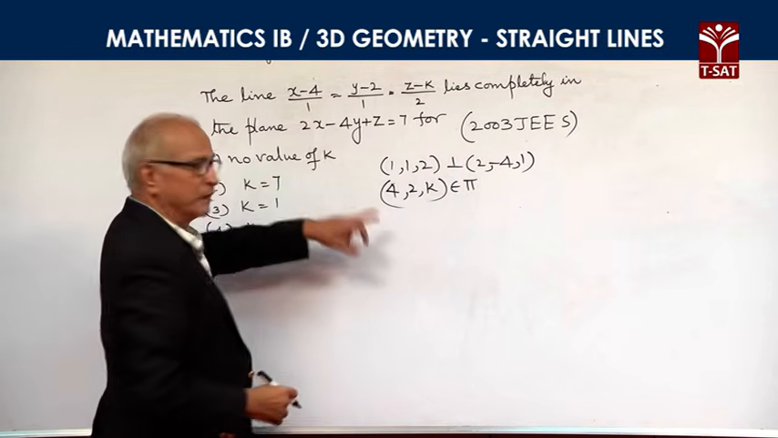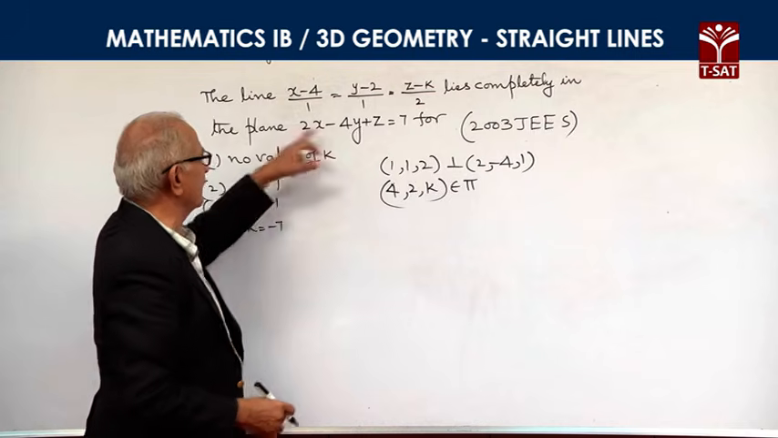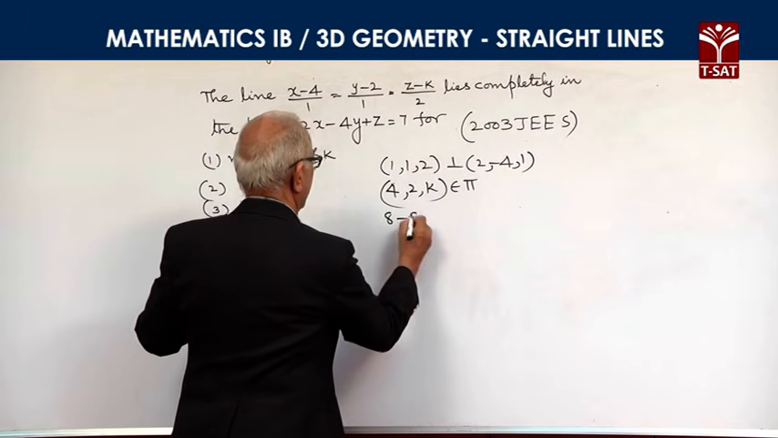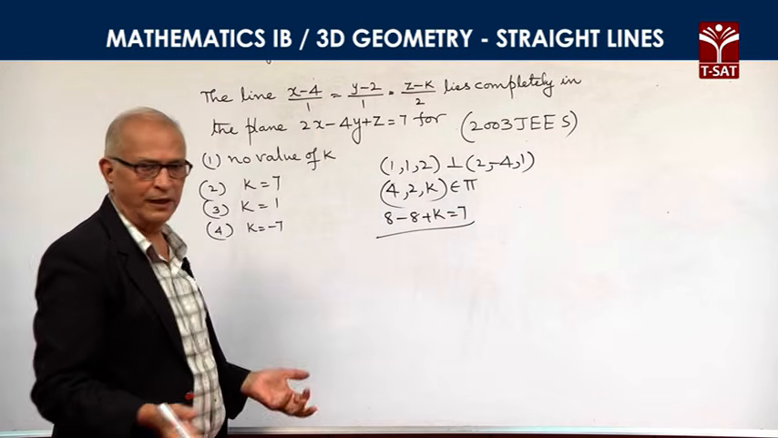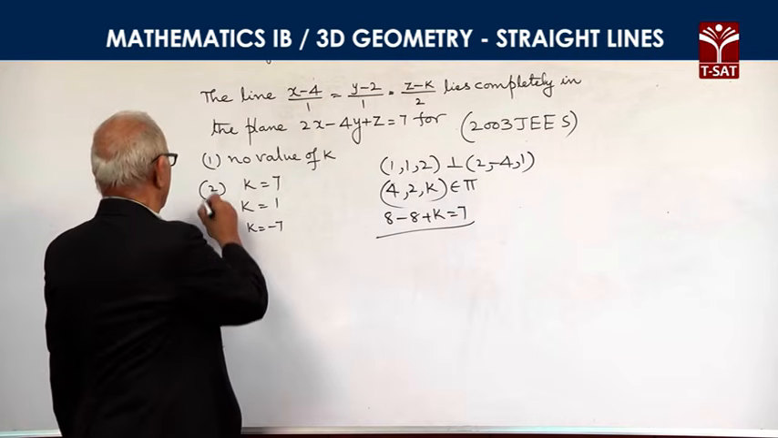Okay, when you apply the condition that the point 4, 2, k lies on the plane, it is 2 into 4, 8 minus 8 plus k equal to 7. So that gives you the value of k, which is equal to 7. That is the answer for the question.